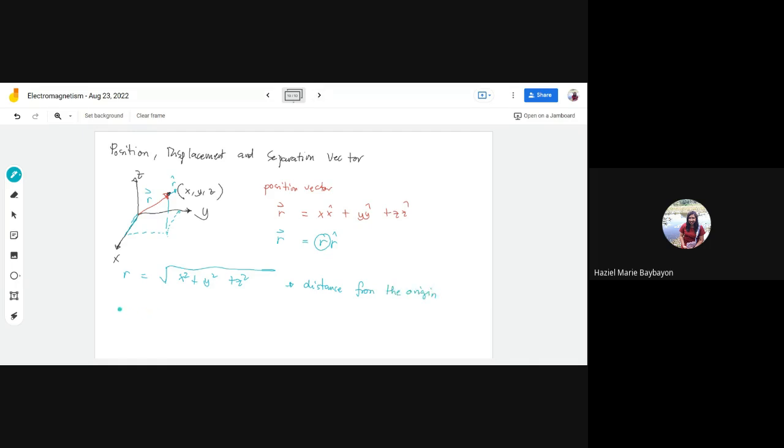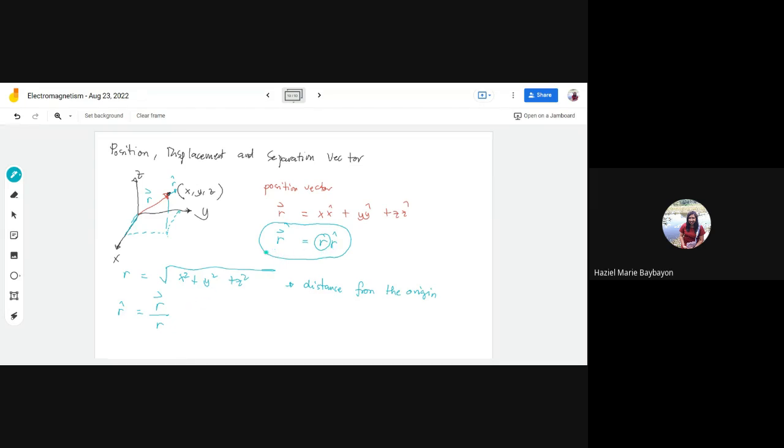And r hat, so take a look at this. R hat, class, from this initial relationship, we can see that r hat is equal to vector r divided by the magnitude of r. Okay? Nakuha ninyo na, class?